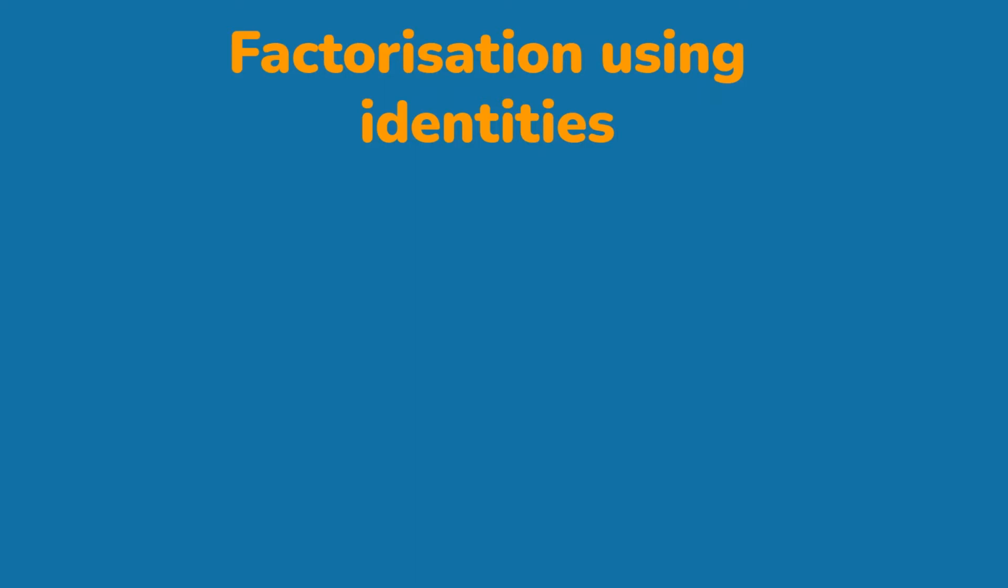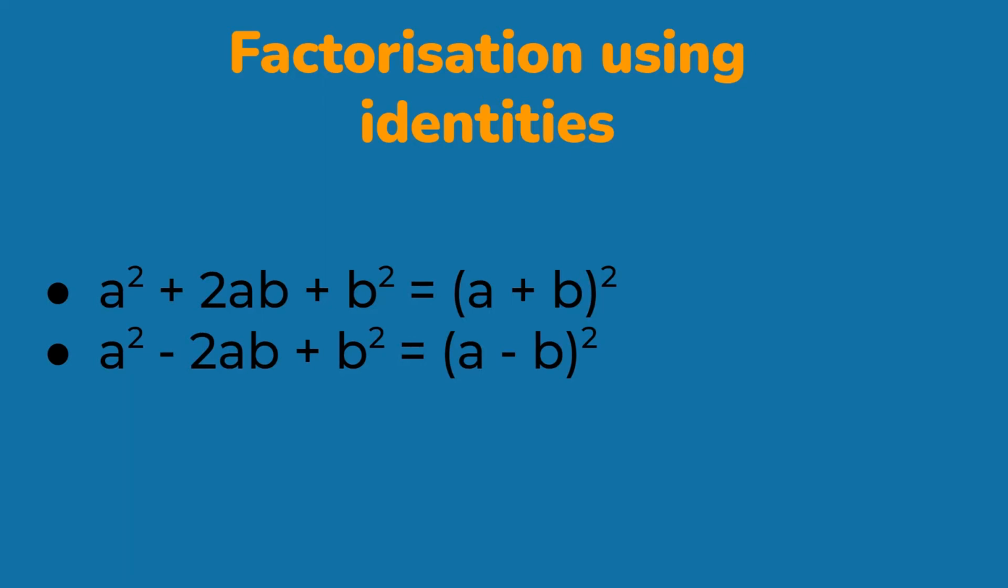The identities can be (a plus b) whole squared is equal to a squared plus 2ab plus b squared, and we will use the reverse of it. (a minus b) whole squared equals a squared minus 2ab plus b squared. We'll again use the reverse of it. And (a plus b) times (a minus b) equals a squared minus b squared, and we'll use the reverse of it. Let's see how.